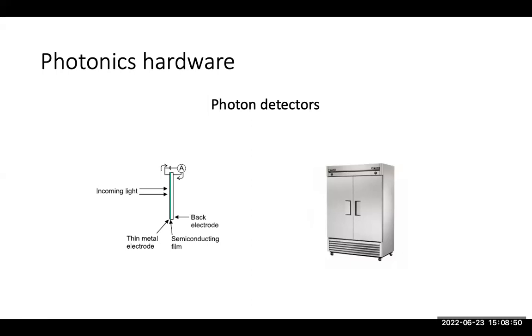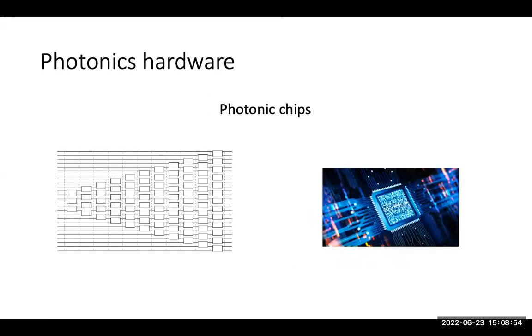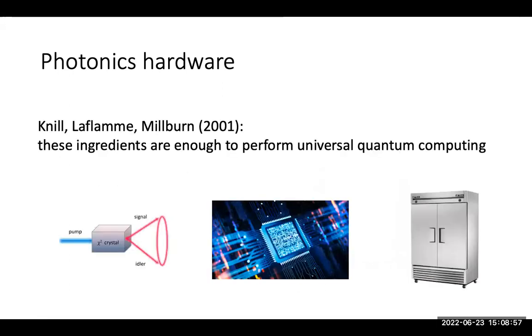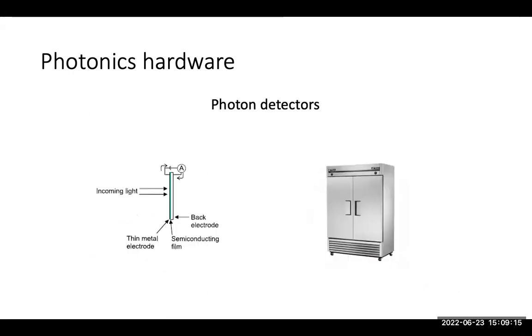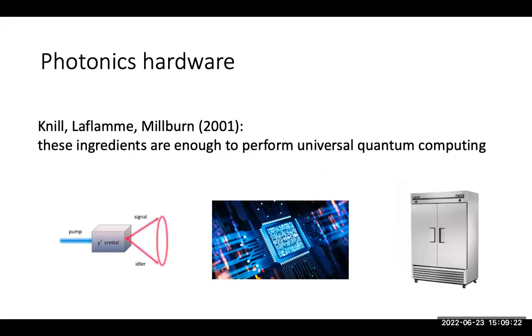So these are three ingredients: photon sources, photonic chips, and detectors. And in 2001, Knill, Laflamme and Milburn showed that these ingredients are enough to perform probabilistic universal quantum computing. So how is this possible? It's very simple. The ingredients that you use are linear optical ingredients, which are very basic.